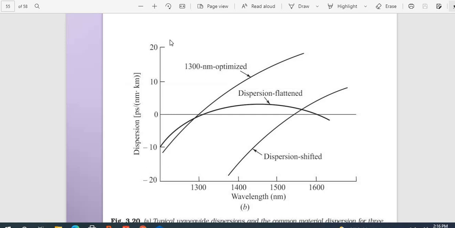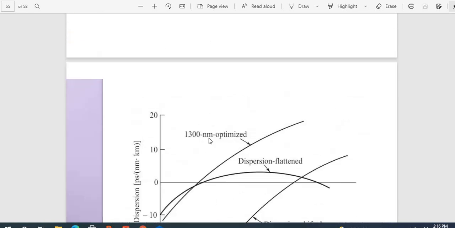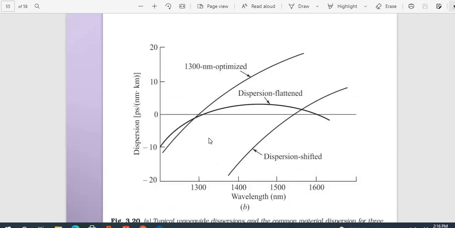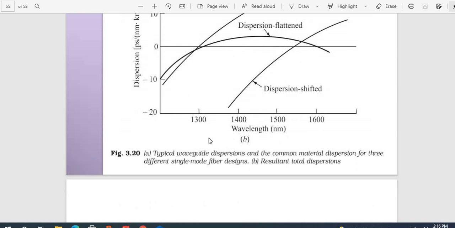Students, these are the graphs we have considered when we want to find out their analysis part, how they are going to produce, and what the standard observations are for that. These are the standard observations when we see dispersion shift, dispersion flatten, and optimization. That is optimized 1300 nanometer, typical waveguide dispersion, and the common material dispersion for three different single mode fibers. Clear? This is for the single mode, how it is going to get that.